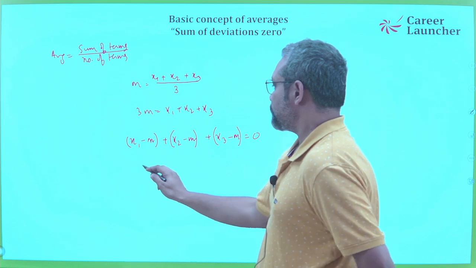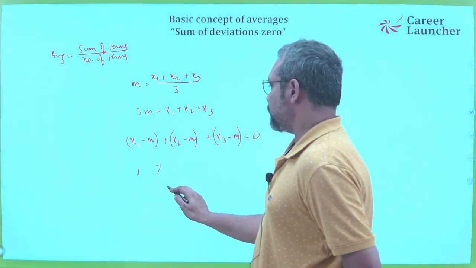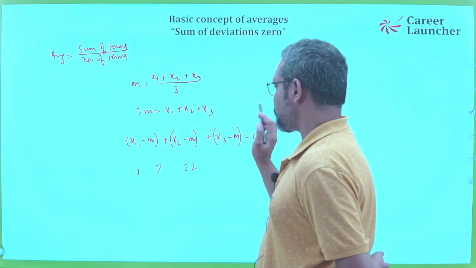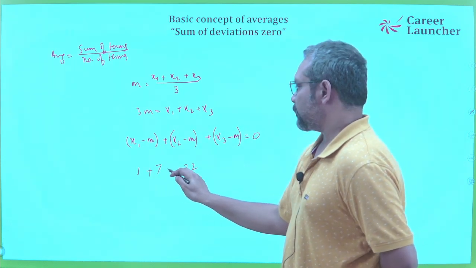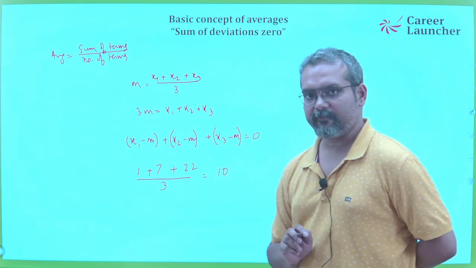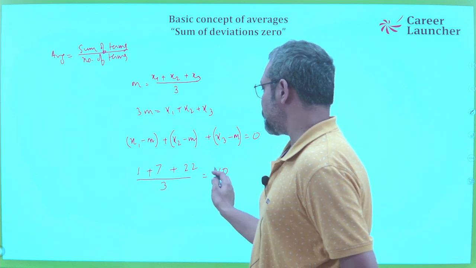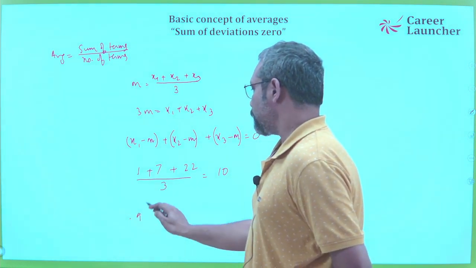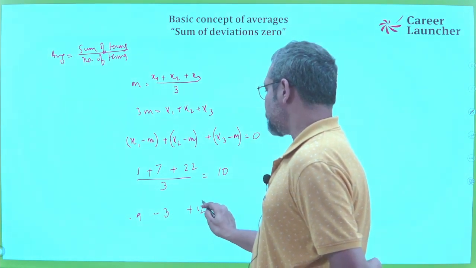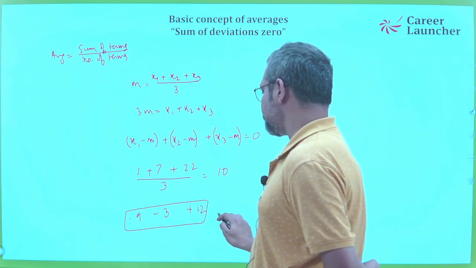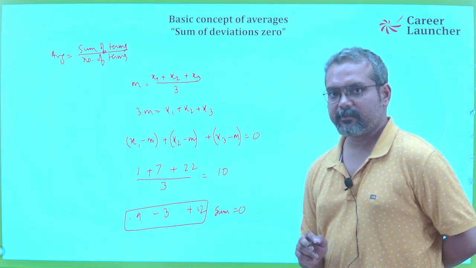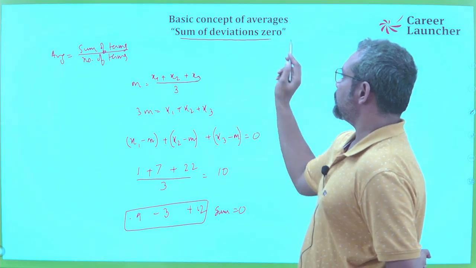Say for example, we have the numbers 1, 7, 8 and let's say 22. Now if we add them, we are going to get 10 as the average. Now let's look at the deviations. For 1, the deviation is -9. For 7, it is -3. And for 22, it is +12. Check that these three add up to 0. So this is the basic idea of averages, which basically is sum of deviations is 0.